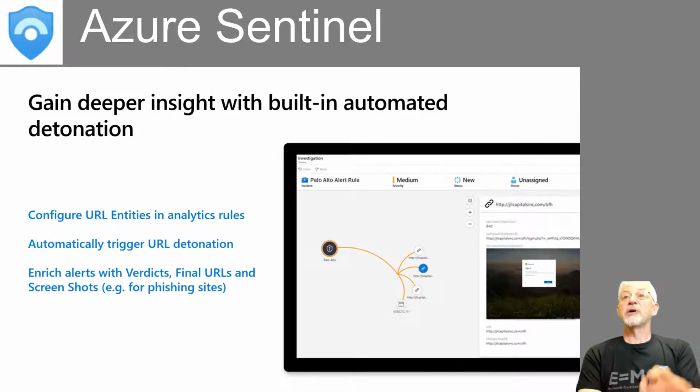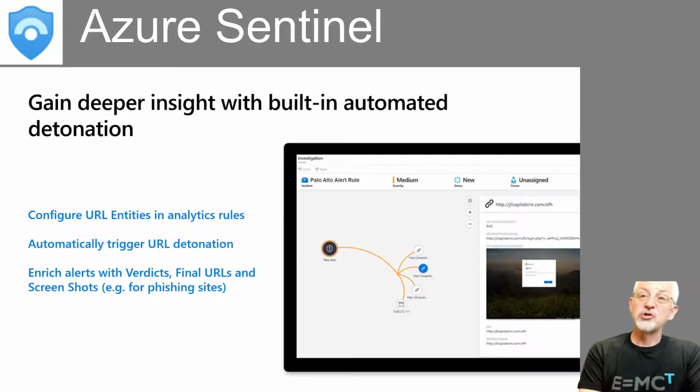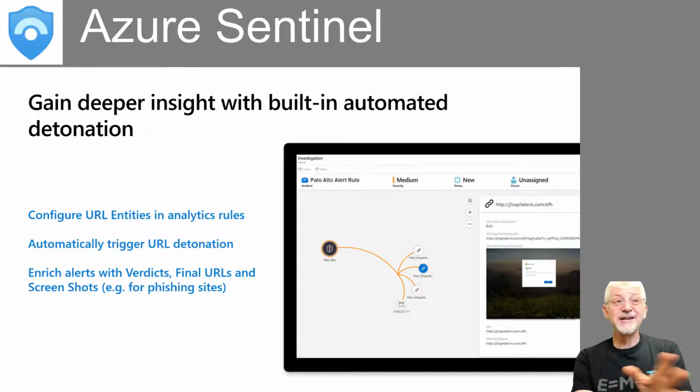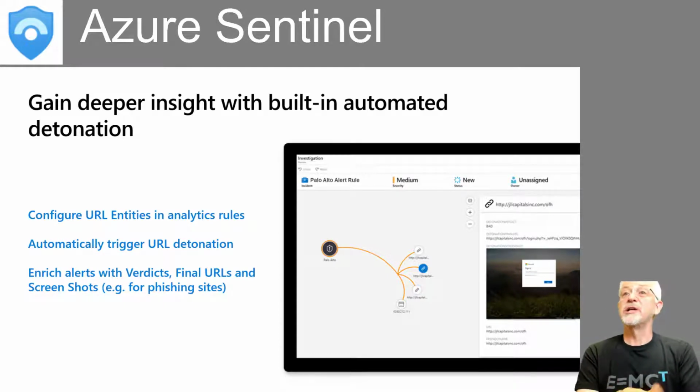You'll get the verdict, a final URL, and a screenshot, which is really useful if you're investigating phishing attacks. And you can use these to quickly assess the threat. You have to enable URL logging, so threat logging, to use this feature. And if you've got secure web gateways, web proxies, firewalls, or any legacy IDS or IPS solutions, you need to enable threat logging in there.